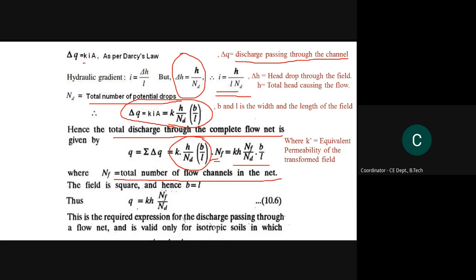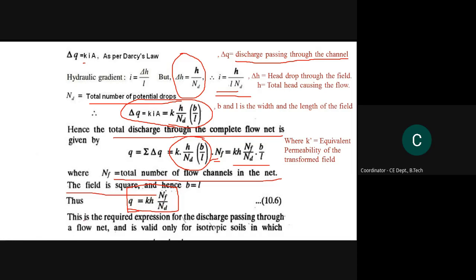Okay, so if the field is square, and here the field is square, as we have considered or studied in our assumption part, it will be isotropic and homogeneous. So if B is equal to L, our equation will remain in this form: Q equal to KH into NF by ND.